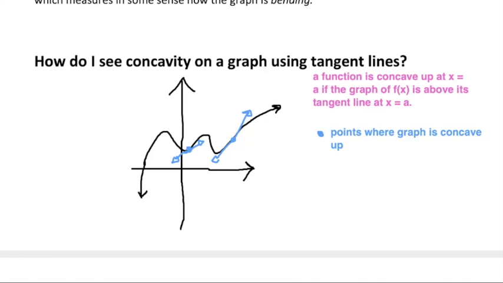Now let's look at some places where the graph is concave down. So I'm looking now for places where the graph is below its tangent line. There's one right here. Let me do this in red so that it's clear these two are distinguished. If I sketch the tangent line here, the graph is below the tangent line at this point. Is there anywhere else that's true? Yes, over here is another place. So it should be fairly straightforward to see places where the graph is concave up or concave down.